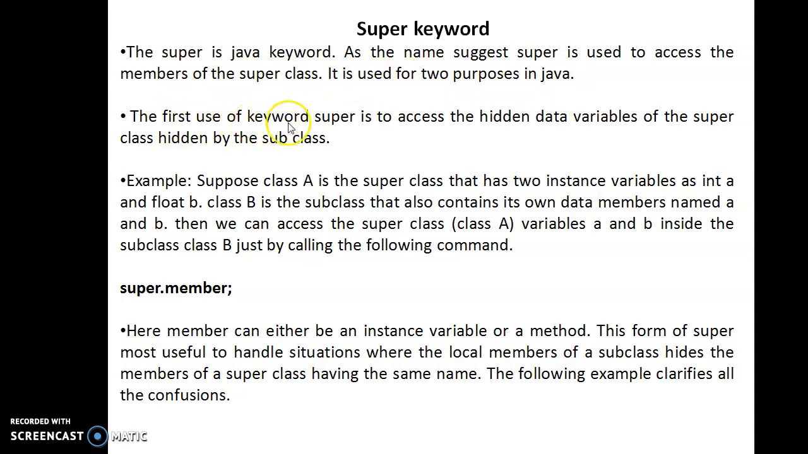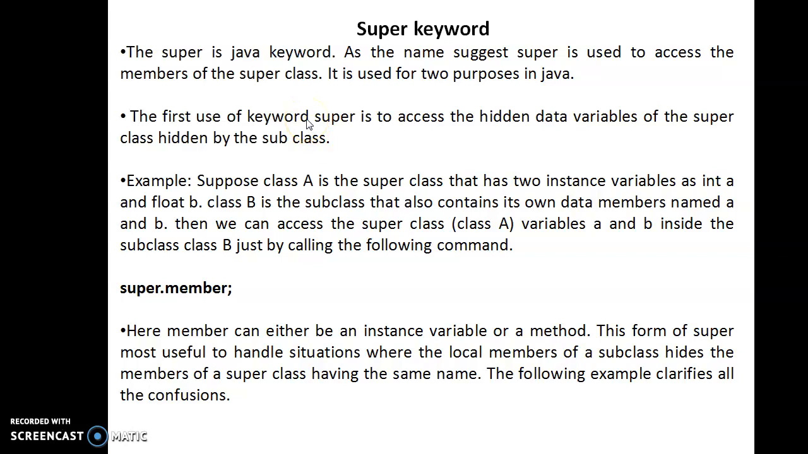The first use of super is to access the hidden data variable of the superclass hidden by the subclass. Why is this hidden concept used? Because whenever we access a bare variable name, we will be accessing the subclass data. Suppose we want to access the data present in a base class, we must compulsorily specify super as a keyword for accessing the variable or method of the parent class.